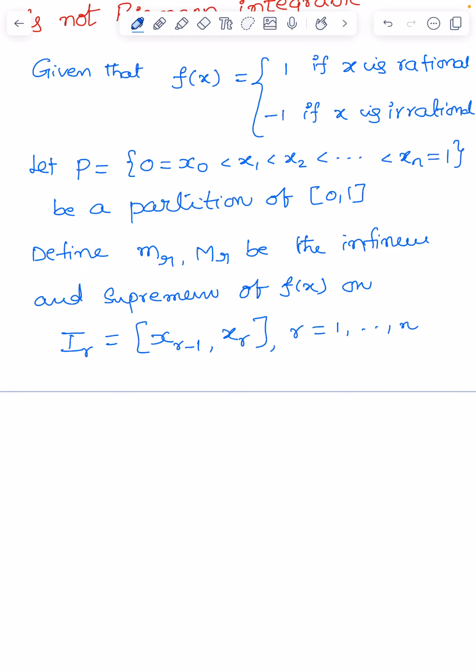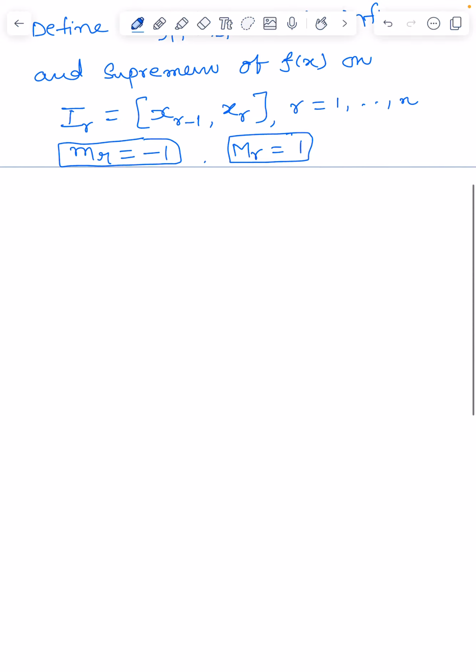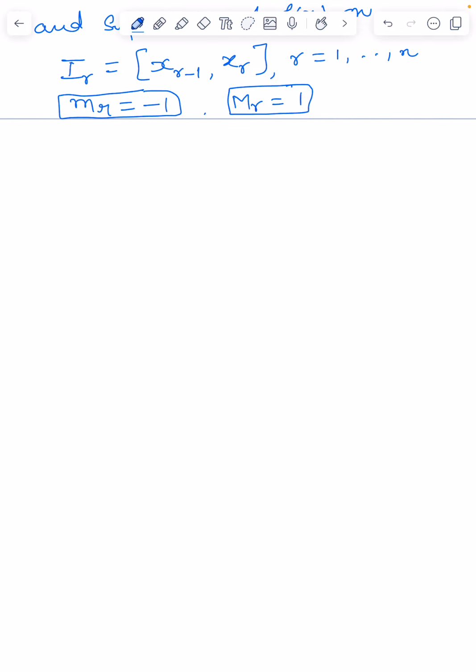Now, by using these infimum and supremum definitions, it is clear small mr equals minus 1, which is the infimum, and capital Mr equals plus 1, which is the supremum of the function f of x on the rth subinterval. Now we calculate the lower Riemann sum and upper Riemann sum, L(P, f) and U(P, f).